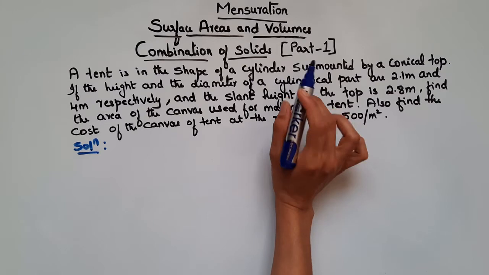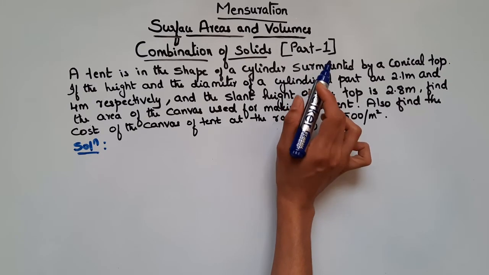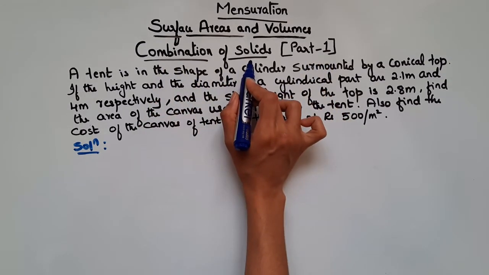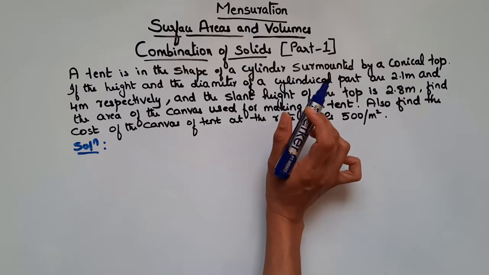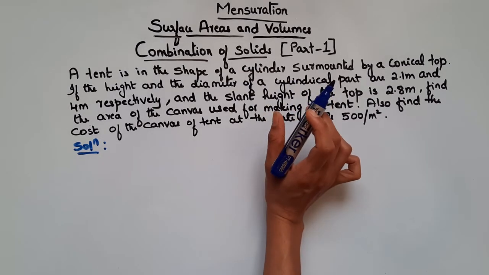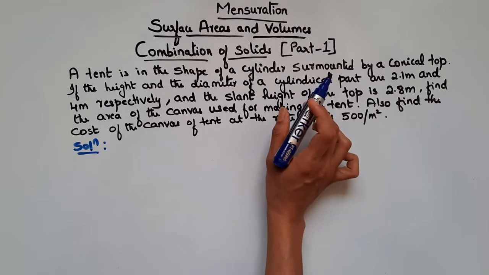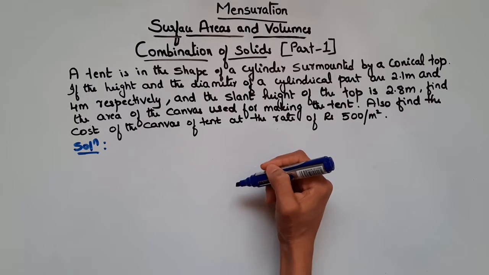In this video, we will see how to find surface areas and volumes in combination of solids. In my previous video, we have seen surface areas and volumes of solids alone. So if you haven't watched that, there is a link in the description box below, you can check that out.